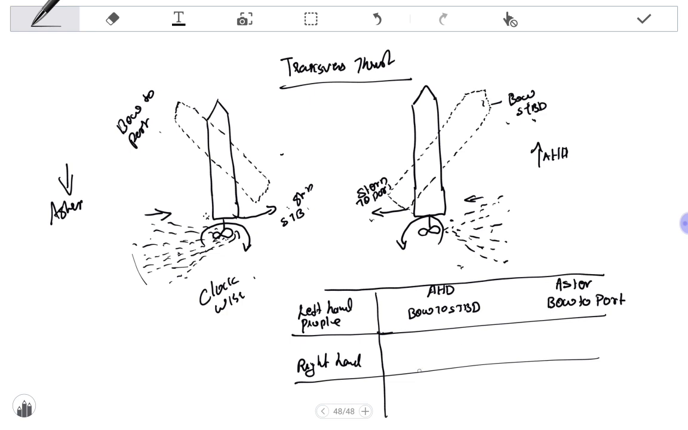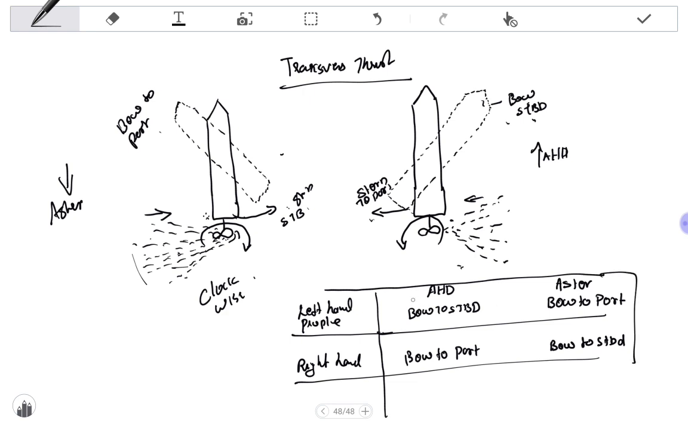So the opposite of these things will be for right-handed. In right-handed, bow to port, bow to starboard.